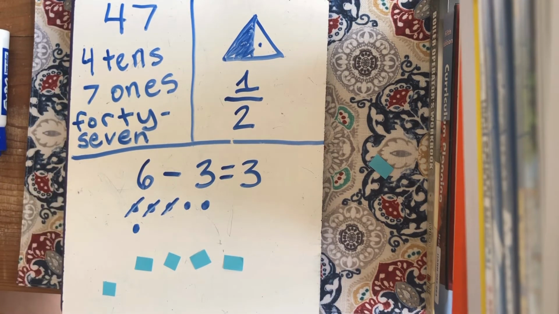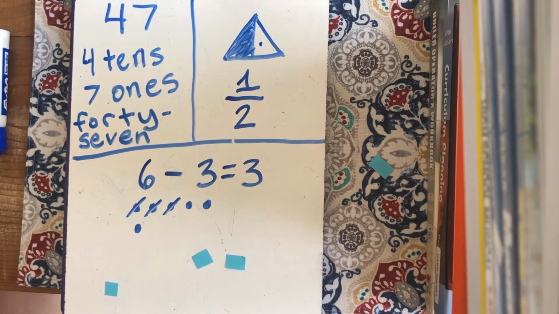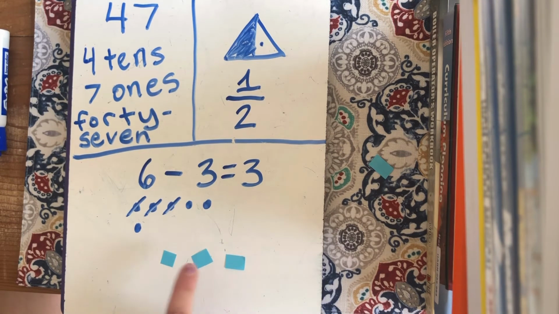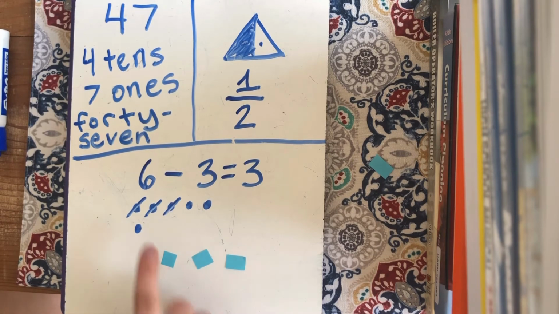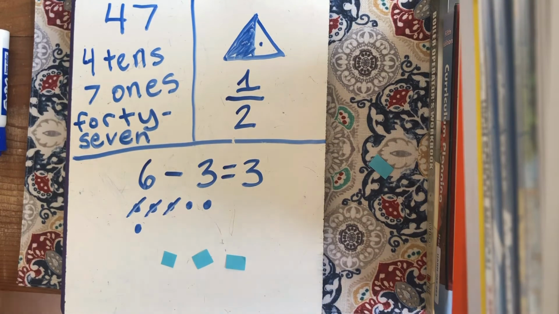1, 2, 3. How many dots do we have left over, or our little pieces of paper? 1, 2, 3. 6 minus 3 equals 3. Good job on our first math journal.